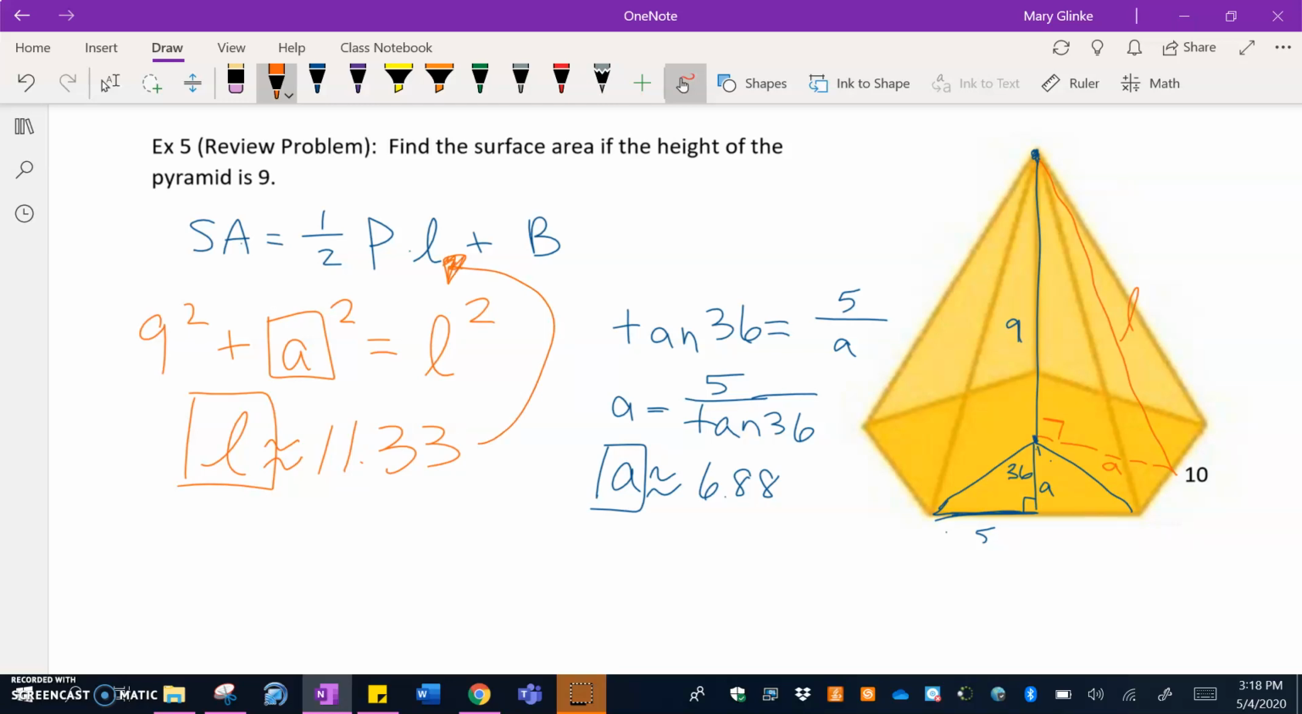So now we also need to know the perimeter of our base. And since we have 5 sides and each side length here is 10, that means our perimeter of our base should be 50. We also want to find the area of the base.